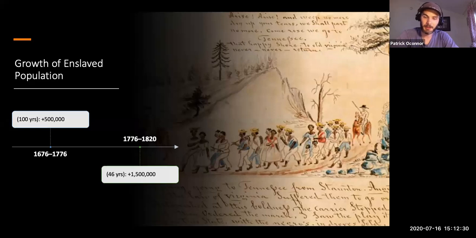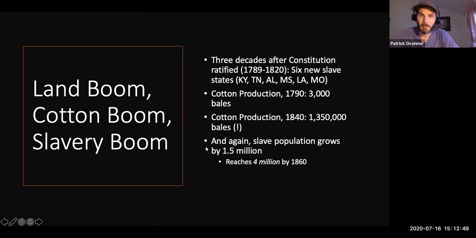Much of this population was in the West, not in the older slave societies of, say, the Chesapeake or South Carolina. This was beyond the Appalachians, where in the 30 years after the American Revolution, after the Constitution was ratified, there are 6 new slave states added to the United States. Those are Kentucky, Tennessee, Alabama, Mississippi, Louisiana, and Missouri.